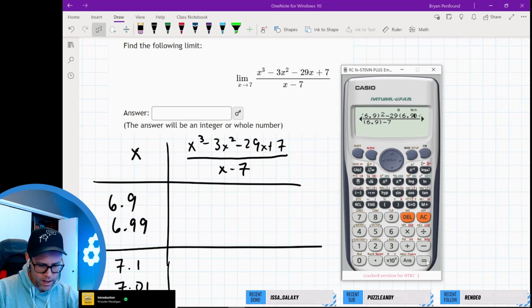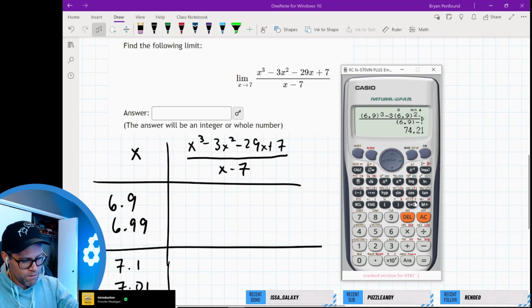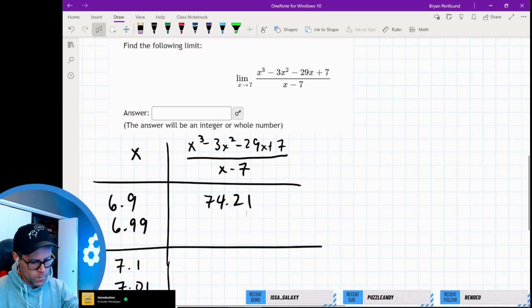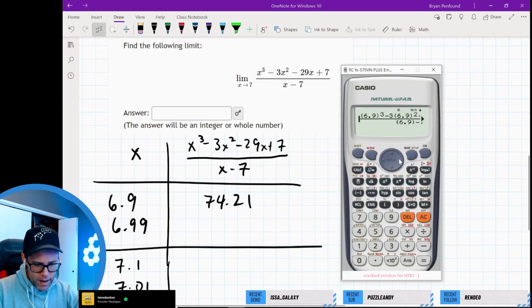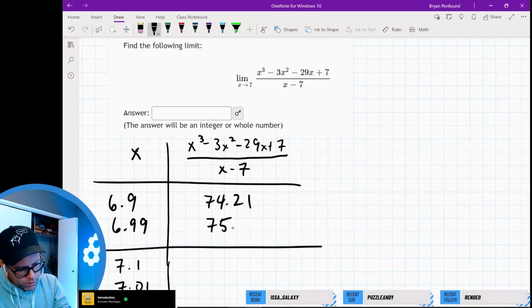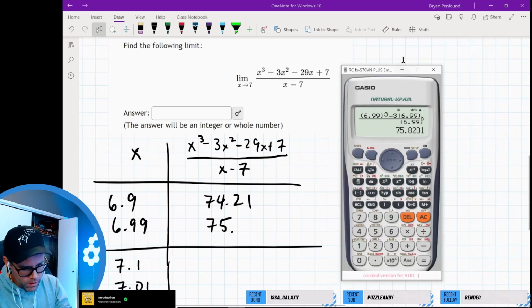So let's try 6.9. The decimal output is going to be 74.21. And then I can cycle back through my calculator, add some 9s in, and I can do this for 6.999, etc. I'm just trying to get a rough and reasonable value. Maybe I actually will need to do another one.